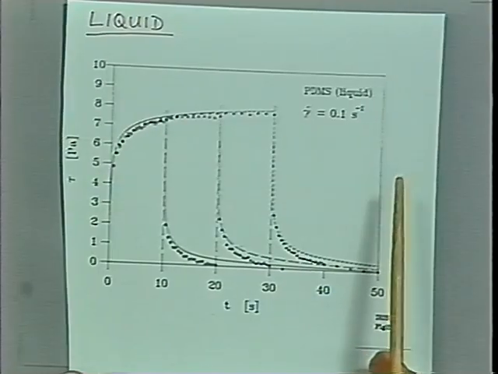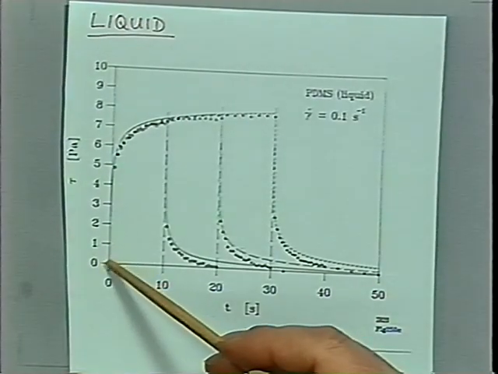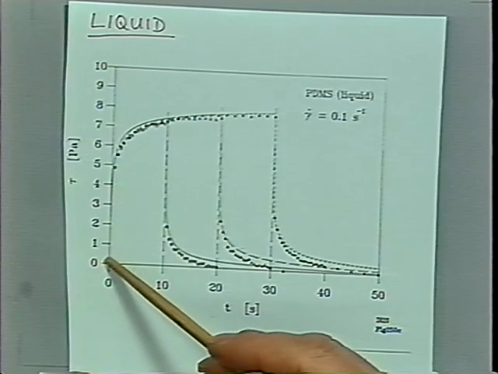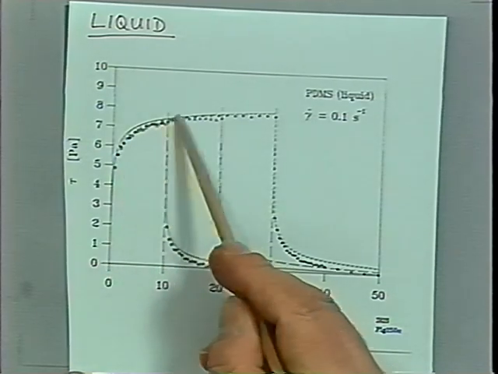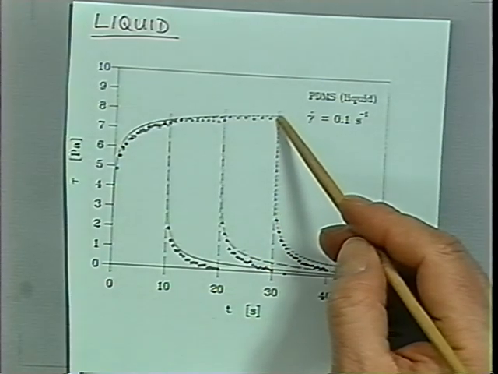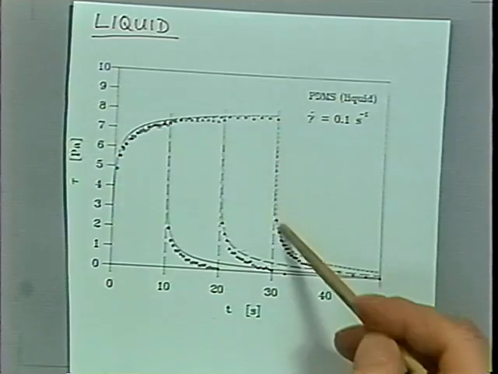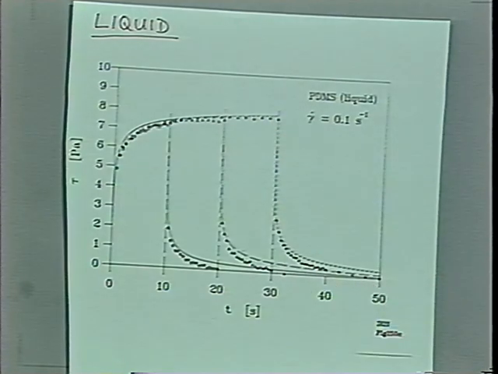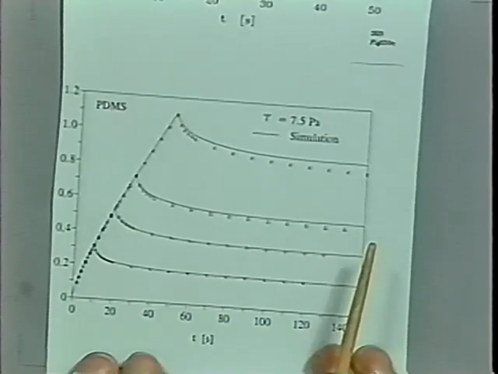For the liquid now, we would have a stress growth when we start up the shear flow at constant rate, the stress growth here, and then the steady shear flow is reached. And then when we turn off the flow, the sample is at rest, and the stress relaxes down to 0 as it should for a liquid. You can see there is reasonable agreement, but it's not perfect.